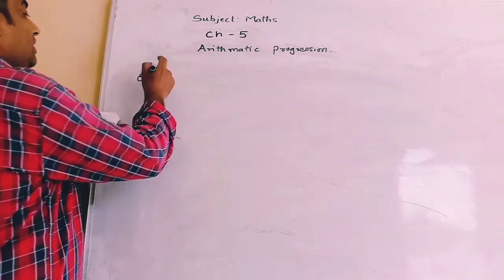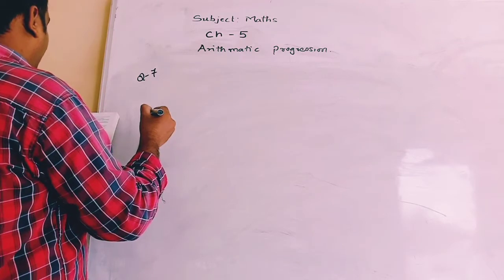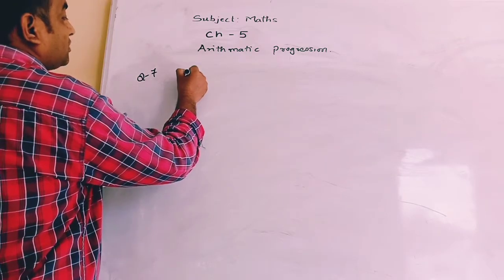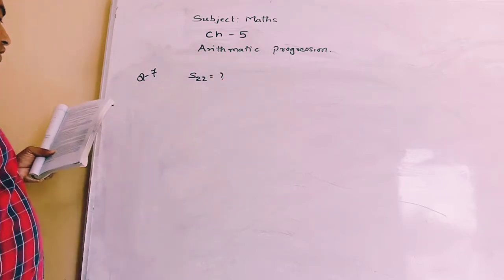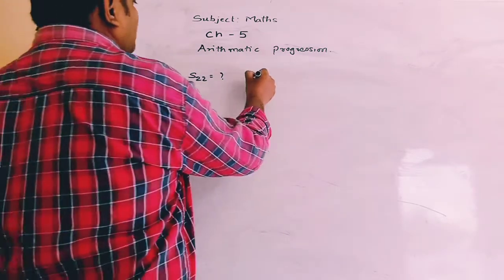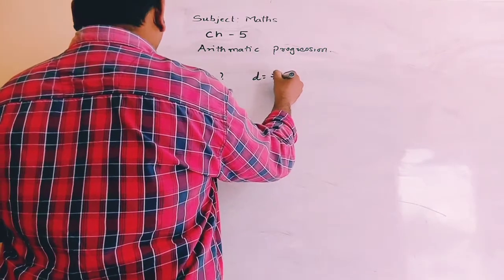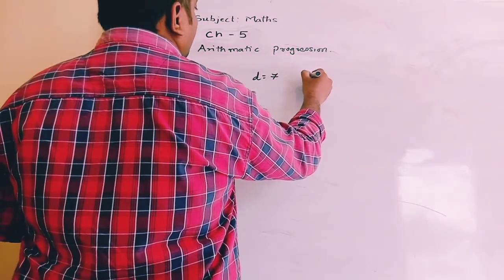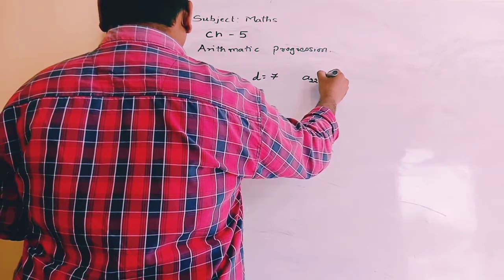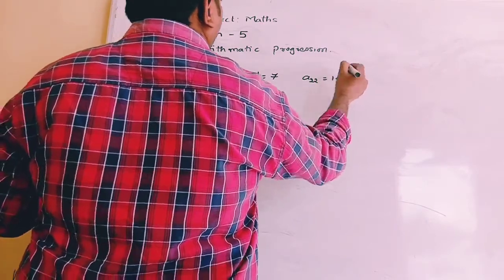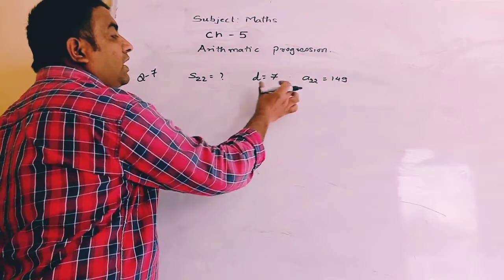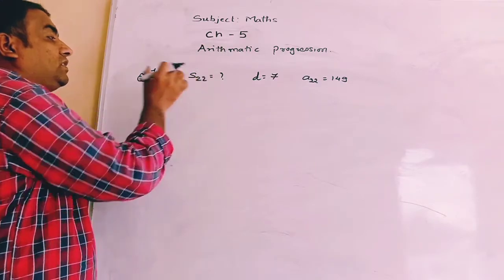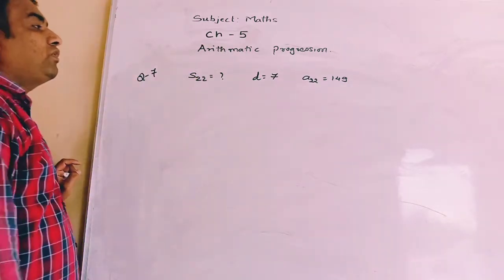Now we have question number 7. Find the sum of first 22 terms of an AP in which d equals 7 and the 22nd term A22 is 149. So here the 22nd term is given as 149, the difference is given as 7, and we want to find the sum of 22 terms.